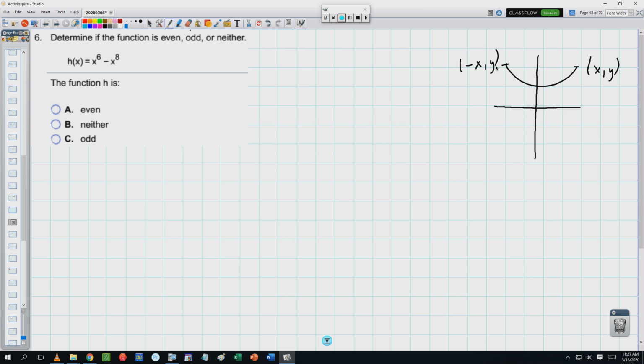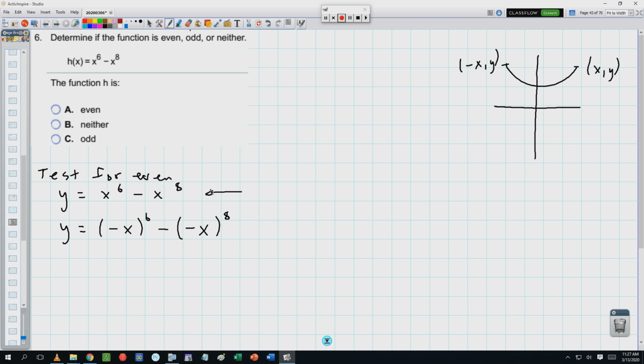So to test for even, our original function is y is equal to x to the 6 minus x to the 8th. Replace your x with its opposite, and see with your algebra skills if you can get it to change back to this original.